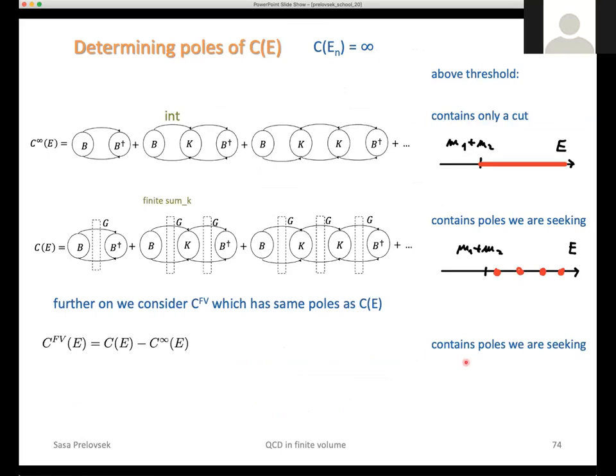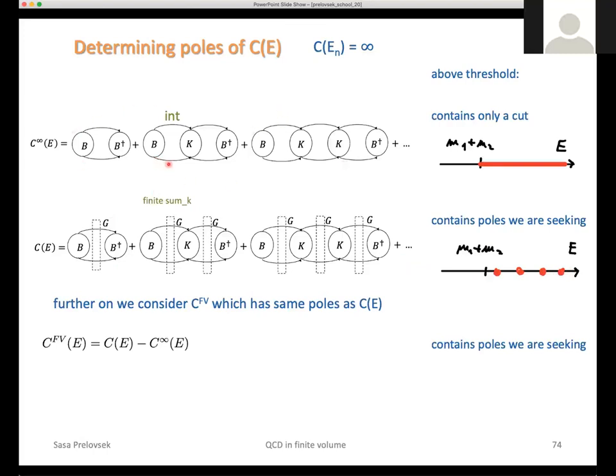Now, what is our main aim? Our main aim is to look at the correlator as a function of energy and try to find where the poles are, at which eigenenergies, and how they are related to the scattering amplitude. That's the Lüscher relation. So in finite volume, the correlation function will have a finite sum over k, and it will contain discrete poles at real energies. On the lattice, we always have real energies. Never do we go away from real energies. And these are the poles we are seeking. These will be the eigenenergies.